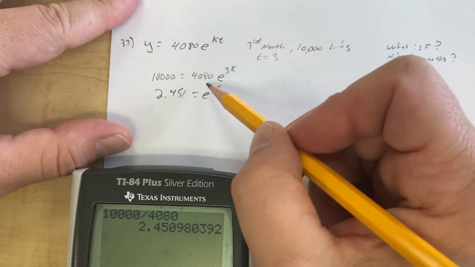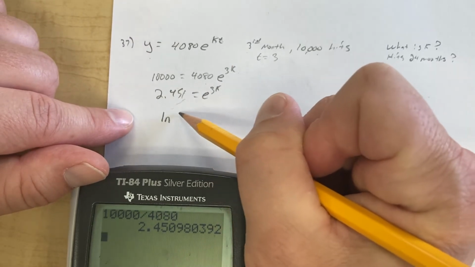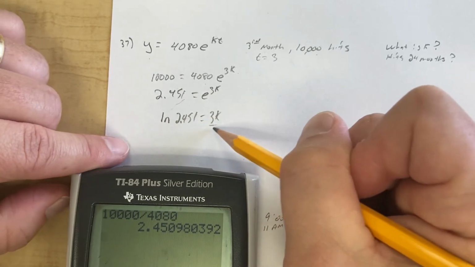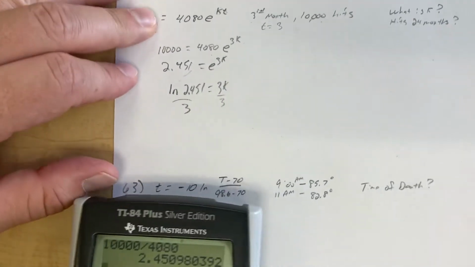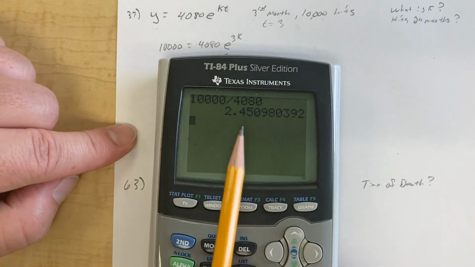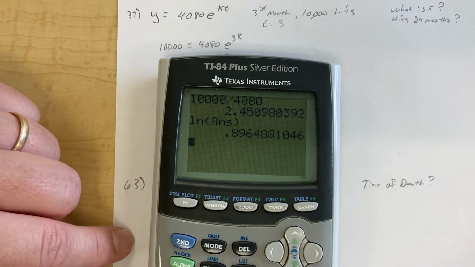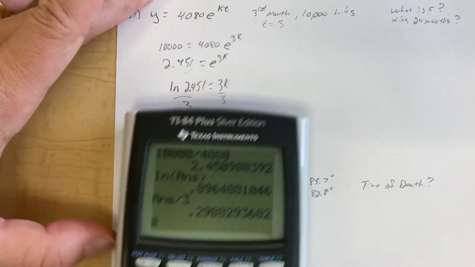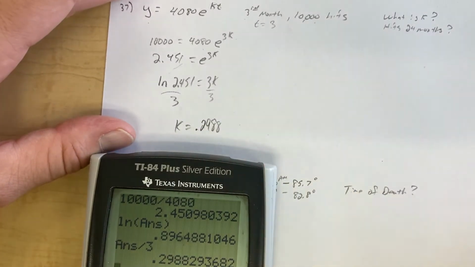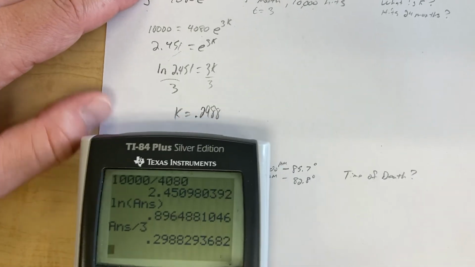Now, this is an exponential we're not sure about, so we're going to write it as a logarithm. The log base e, so natural log of 2.451, is equal to 3k. And then we're going to divide that by 3. And this will give us our k value. So on the calculator, I want the natural log of this. So I'm just going to go natural log of answer. And then I want to divide that by 3. So we get a k value of 0.2988. All right. And I'm going to keep the real long decimal on here to use it in just a second.